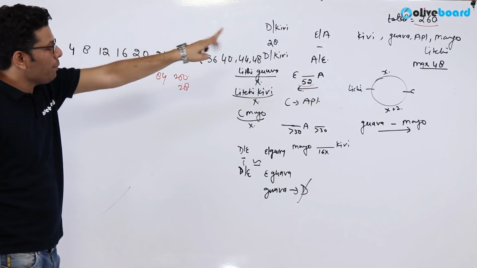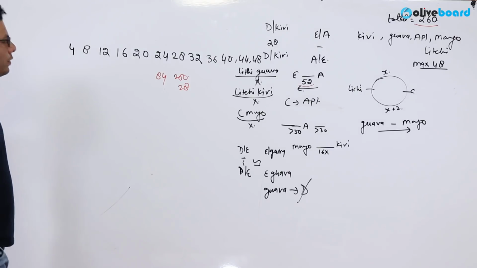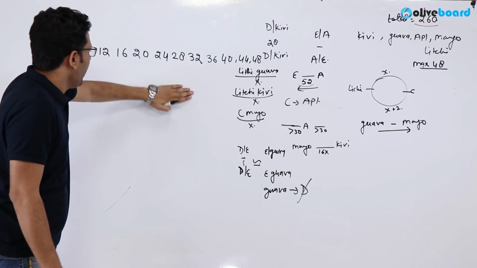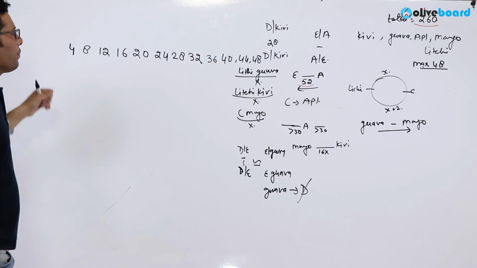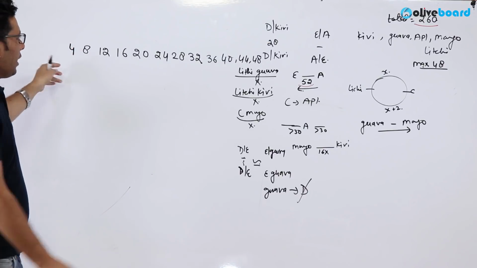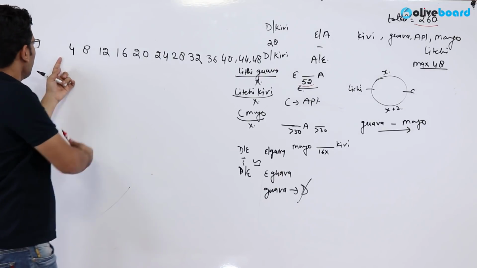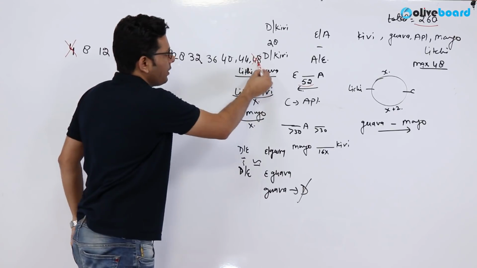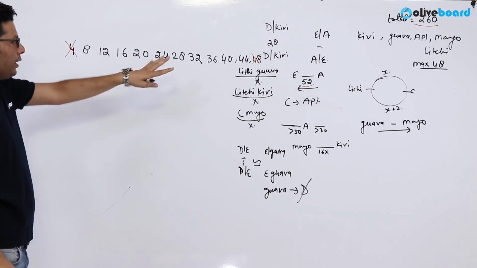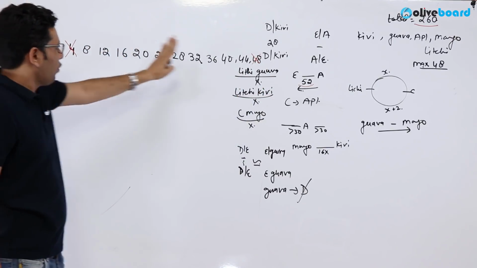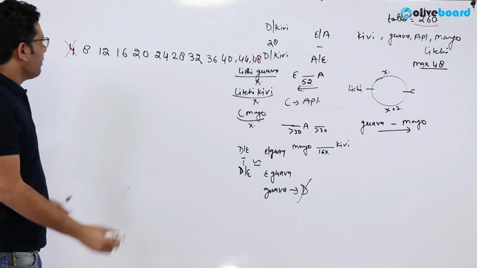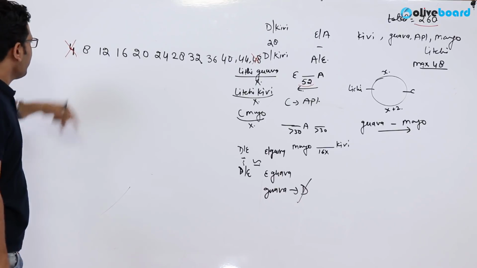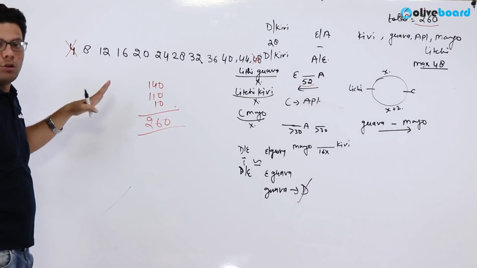And now I need to make the sum of 260. Then if I need to make the sum of 260, I should have a series. If I remove 4 from this side and 48 from this side, then I think I will have the sum of 260. Let me check. So this is the sum of 260.